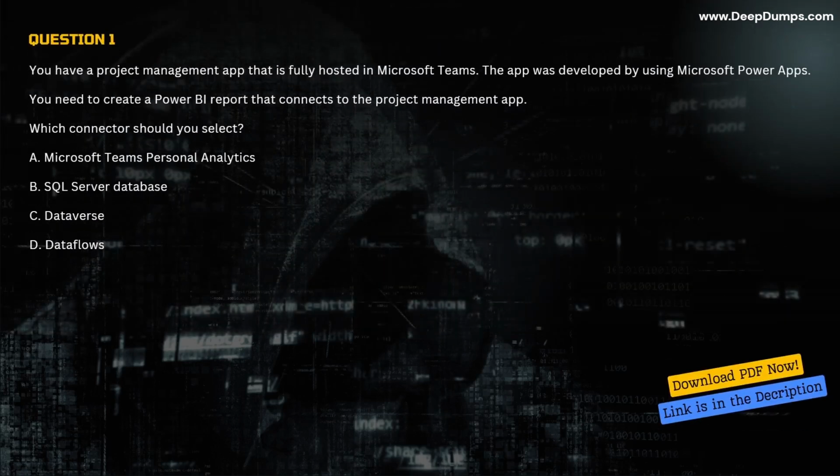Question 1. You have a project management app that is fully hosted in Microsoft Teams. The app was developed by using Microsoft Power Apps. You need to create a Power BI report that connects to the project management app. Which connector should you select? A. Microsoft Teams Personal Analytics. B. SQL Server Database. C. Dataverse. D. Data Flows. Correct answer is C.